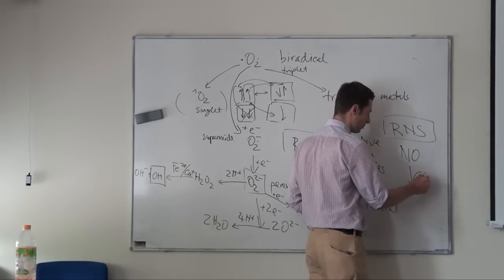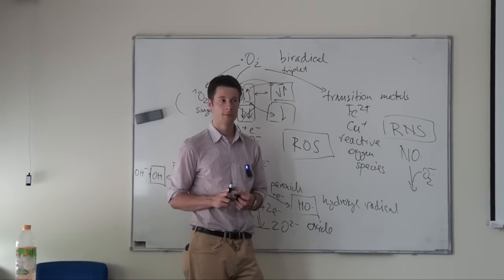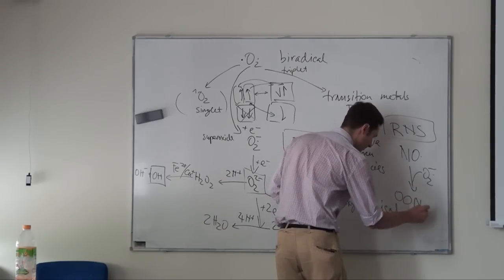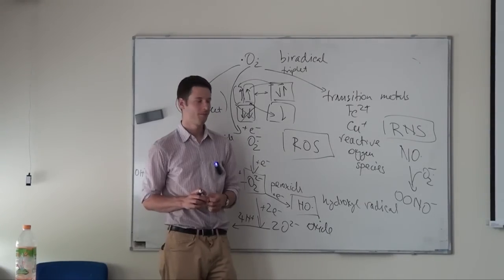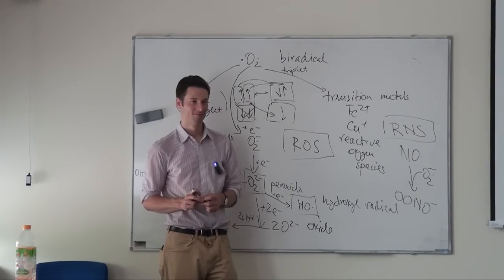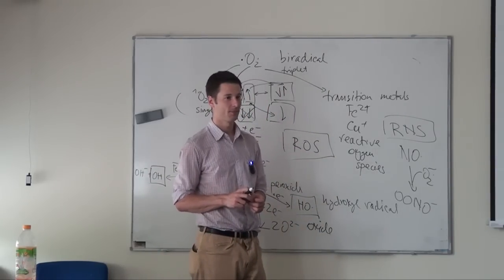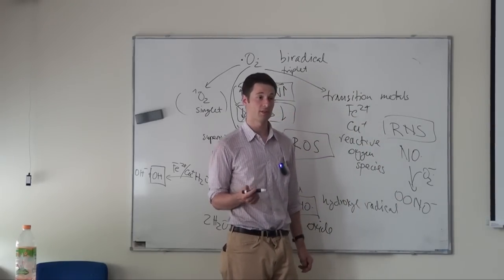Nitric oxide itself, a free radical, can react with superoxide and can form a very strange compound. It looks like this. Could anyone maybe try and name this compound? No, it's called peroxynitrite. If you take away one oxygen, it's nitrite, NO2 minus. But there's one more oxygen there, so it's called peroxynitrite.